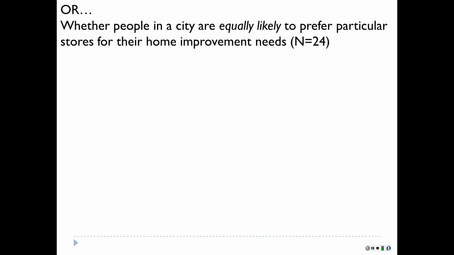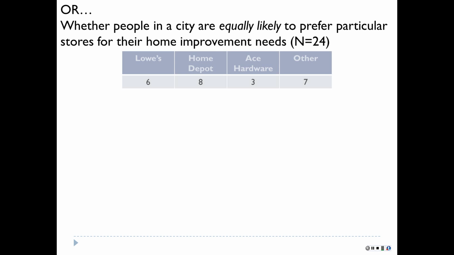So let's take another situation. Are people in a city equally likely to prefer particular stores for their home improvement needs? Let's say you interview 24 randomly selected people from a city and ask which store they prefer. And there's only 3 stores in town, small town. There's a Lowe's, there's a Home Depot, and there's an Ace Hardware. And so we find out that 6 people say they prefer Lowe's, 8 people Home Depot, 3 say Ace Hardware, and then 7 people say different store, not on the list. Maybe they go next town over and buy their lumber or their toilet plungers or whatever.